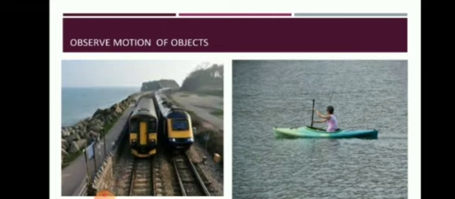Now, we can also say what are uniform and non-uniform motions. If a body covers equal distances in equal intervals of time, it is said to be in uniform motion. Then we see what is a non-uniform motion. If a body covers unequal distances in equal intervals of time, it is said to be in non-uniform motion. Now let us see some examples of uniform and non-uniform motion.